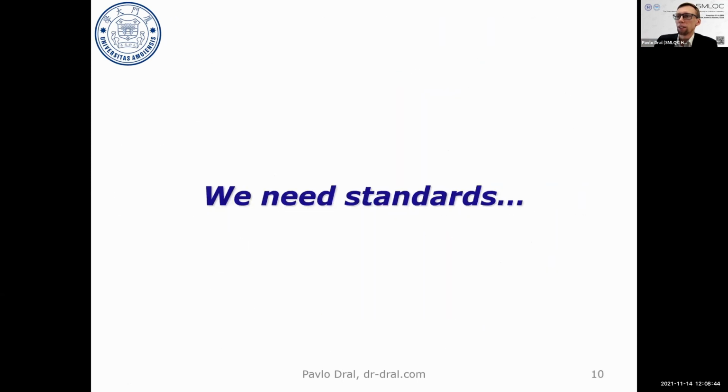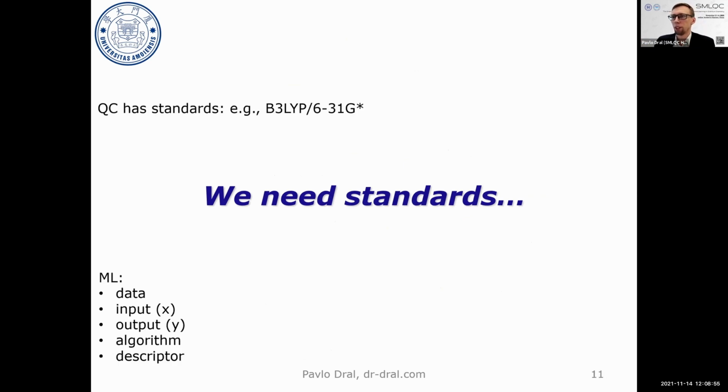Before I discuss some conclusions, I would like to emphasize that we need some standards in machine learning for quantum chemistry, because quantum chemistry already has standards. If you look at the papers in quantum chemistry or computational chemistry, you go into the method section, and they say that we use B3LYP 6-31G star, you already know what they're using. They're using a DFT functional, B3LYP, with this basis set, so you already understand the method.